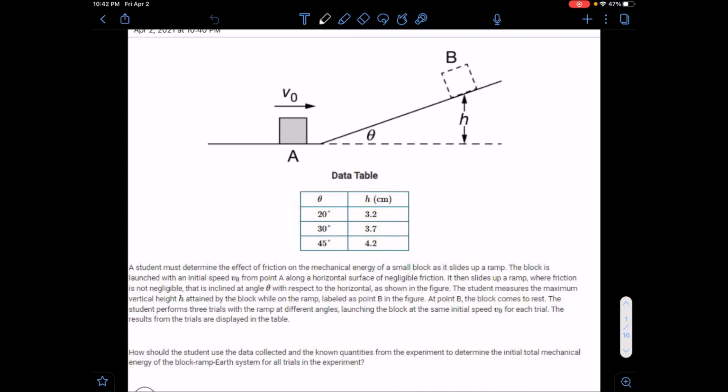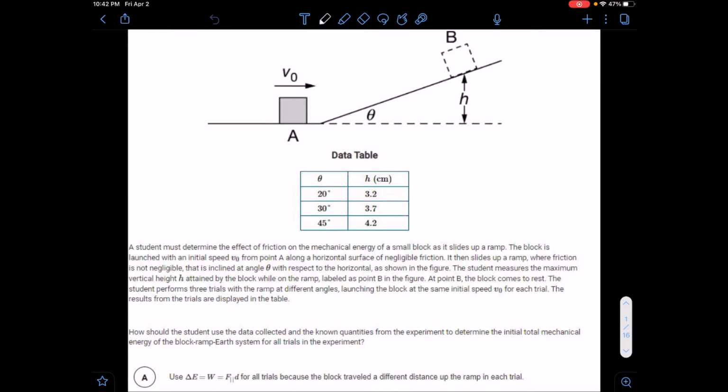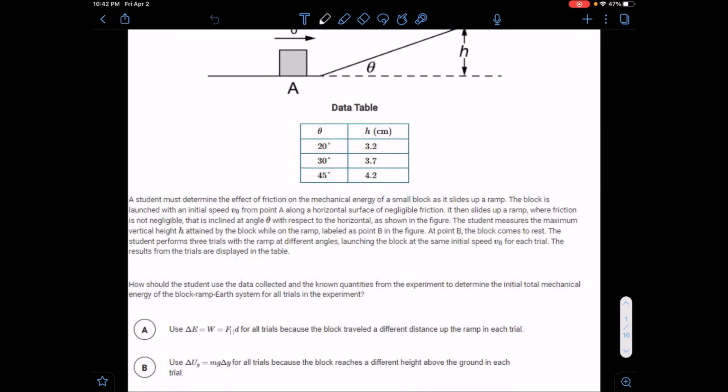The student performs 3 trials with the ramp at different angles, launching the block at the same initial speed v initial for each trial. The results from the trials are displayed in the table. How should the student use the data collected and the known quantities from the experiment to determine the initial total mechanical energy of the block ramp earth system for all trials in the experiment?